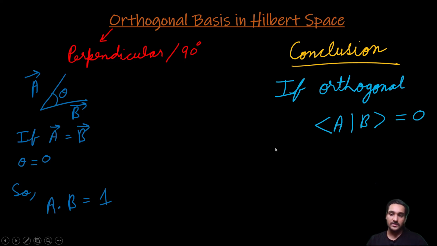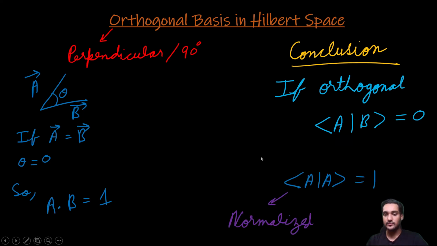If there are two vectors with an angle theta, and the angle between them is 0, then the dot product would be 1. That is also a concept that will be used, and vectors that have a dot product of 1 are most probably equal to each other. That is called a normalized state. So it is also called an orthogonal normalized state, or orthonormal basis.